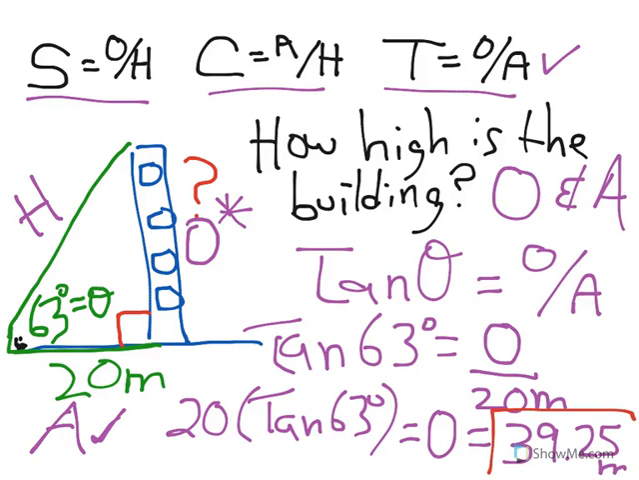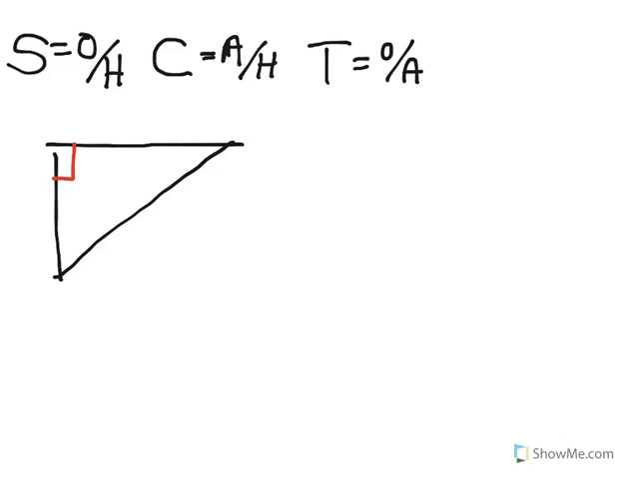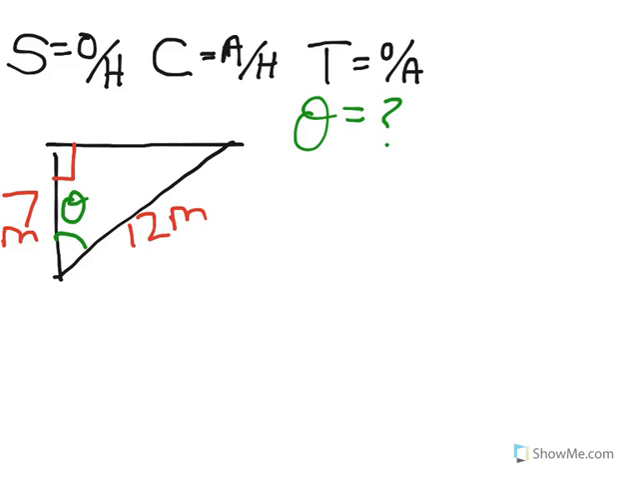Let's do another different example. Okay, here's our new right triangle. Now I'm going to give you some information about this right triangle. I'm going to tell you the hypotenuse is 12 meters, and I'm going to tell you that one of the sides is 7 meters. And I'm going to ask you to figure out this angle right here. We don't know what it is, so right now we'll just call it theta. And I'll say, hey, what is that angle equal to?